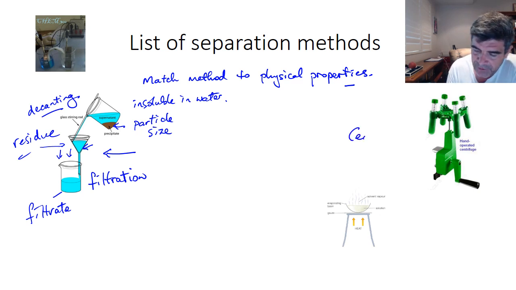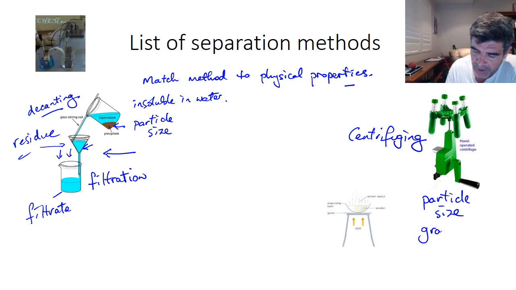Over here we have centrifuging, and a centrifuge is used again based on differences in particle size. And this uses the property of gravity. So as it spins, we get the most massive particles, which will sit on the bottom here. And blood is one good example of a substance which is separated using a centrifuge.